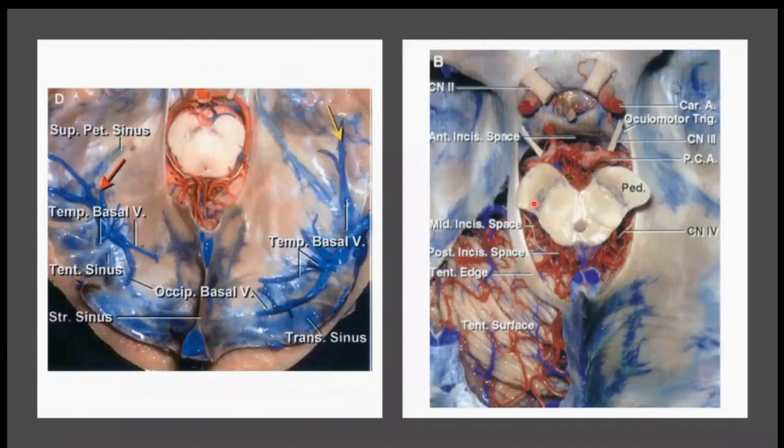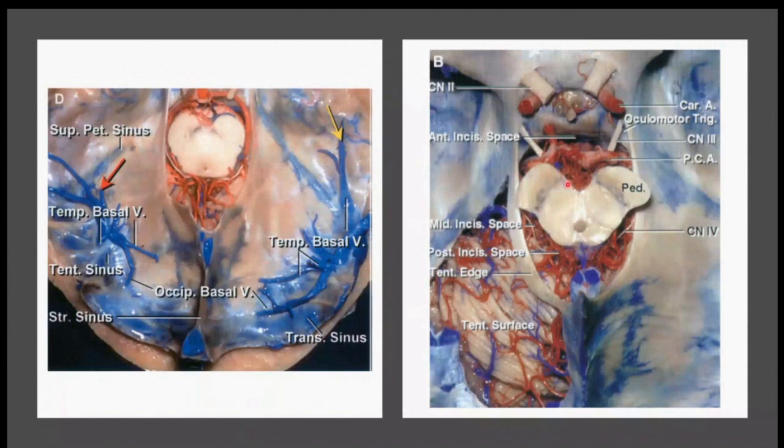So what is the value of having all these duras? Let's look here. The dural fold will make something called the tent, and this here is the tent, which separates the supratentorial compartment. Anything above this area is called supratentorial. Anything below it will be called infratentorial, and this is at the level of the midbrain.